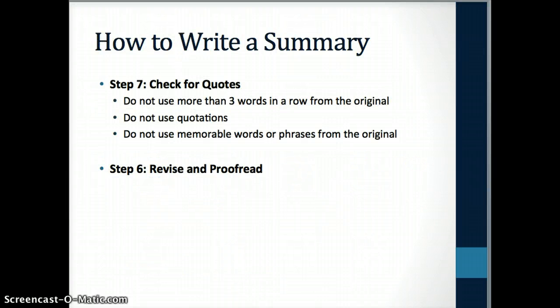Okay, so you've written your first draft of your summary. Step 7 is essential. You have to check for quotes. Summaries do not use quotes. Summaries are overviews. Quotes are too specific for them. So check and make sure that you have not used more than 3 words in a row from the original. Check and make sure that you have not tried to pull quotations out from the original. And check and make sure that you have not used memorable words or phrases from the original.